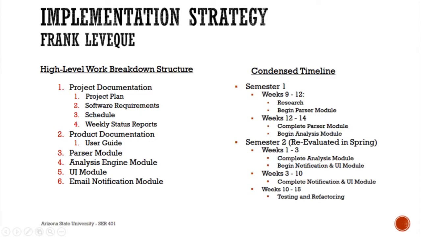In the beginning of semester 2, weeks 1 through 3, we complete the analysis modules, and then we start the final 2 modules. The UI module, which will display information in a visual form to the user, and an email notification module, which will send messages depending on what's needed to the user. In weeks 3 to 10, we will complete those 2, and in the last few weeks, we will be testing and refactoring everything to make sure all the modules work correctly.